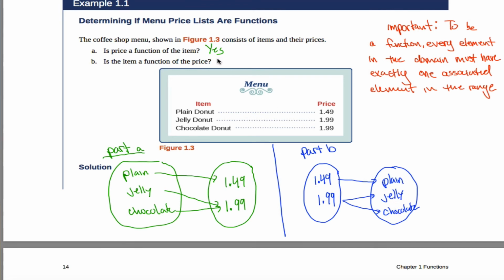So is item a function of price? Nope, it is not, because it violates this important criteria, which is what it means to be a function in the first place.